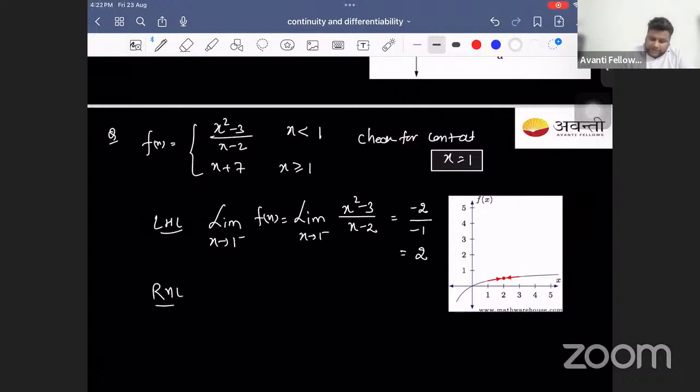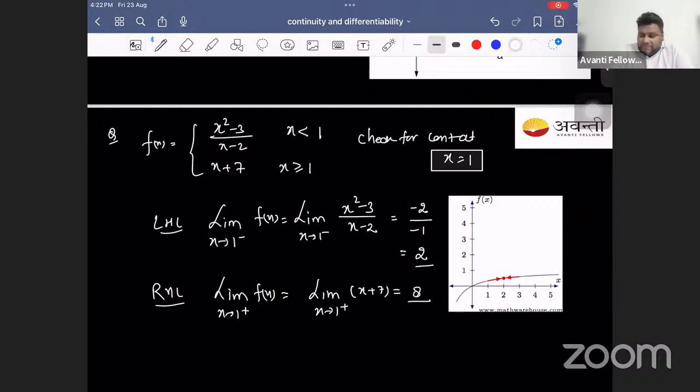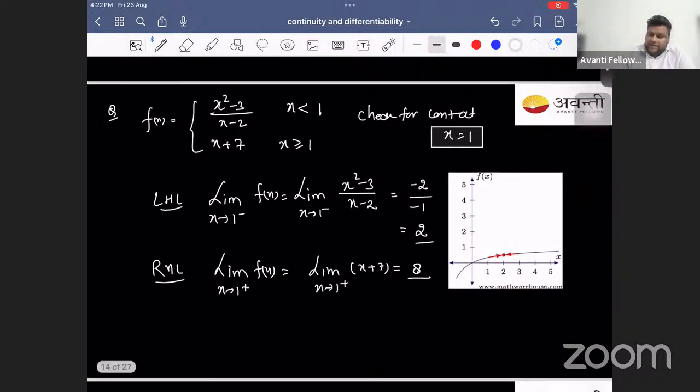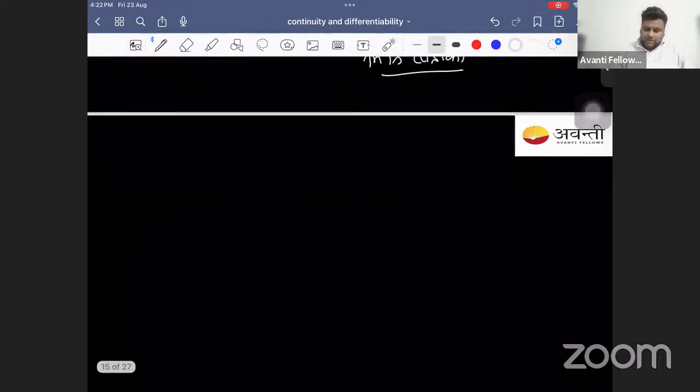And if you try to find RHL, that is limit x approaches 1 plus f(x). Now in the right of 1, what is it? x approaches 1 plus, f(x) becomes x plus 7. The answer is 8. It's discontinuous, sir. Yes, yes. Left hand limit is coming 2, right hand limit is coming 8. So the function is discontinuous. Got it? Very good.